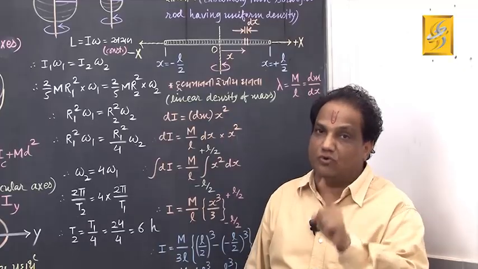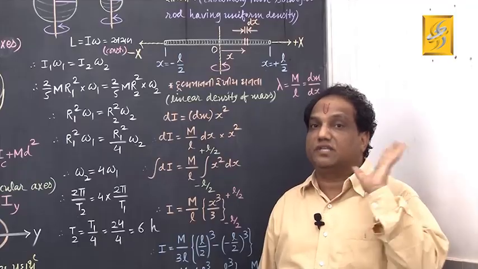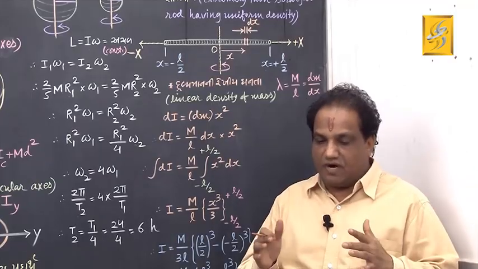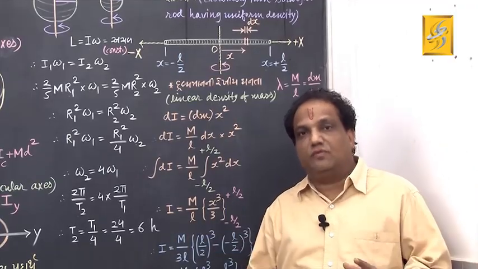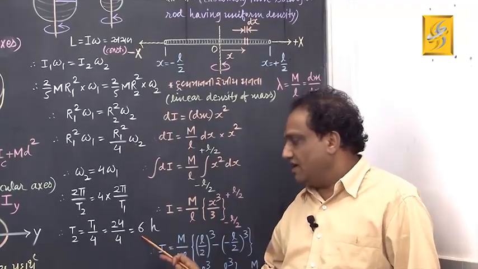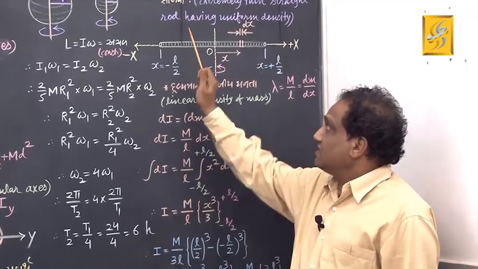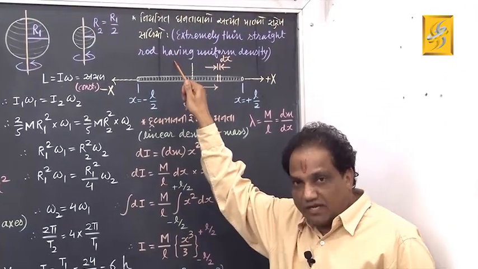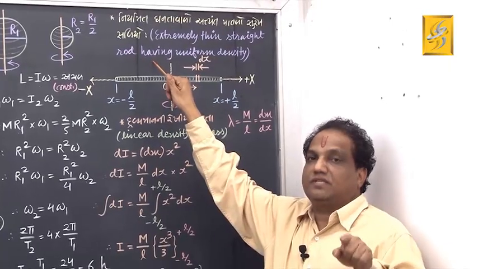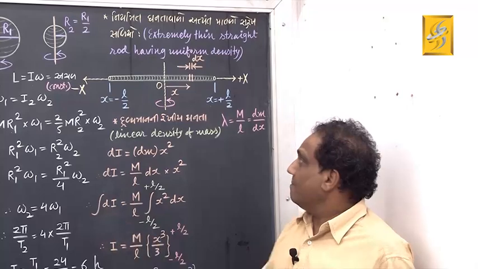T2 will be 4 into T1. 4 into T1 means 4 into 24, that is 96 hours per day. Correct? If earth expands, then the length of the day would increase. If earth shrinks, the length of the day would decrease. Correct? Fine. Now let us finish one more theoretical article which may also be asked in numericals. Okay? You must prepare it nicely.